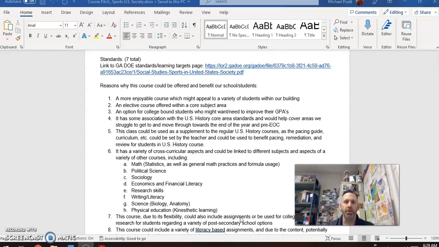Door's always open. I look forward to hopefully having a section or maybe 2 or 3 of this class next year. And I hope that this has given you some basic information about what we'll be doing and how we'll be looking at sports from an academic perspective, yet with a more enjoyable and elective feel.